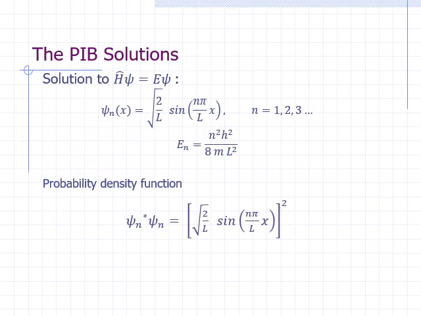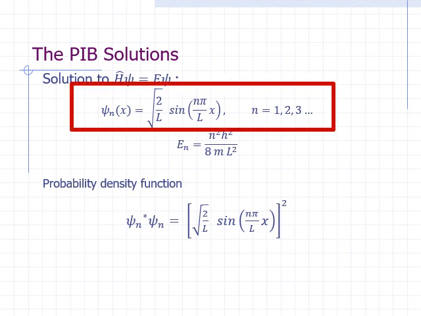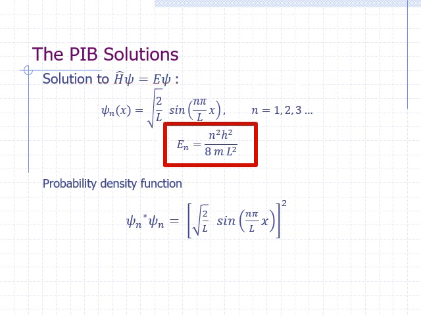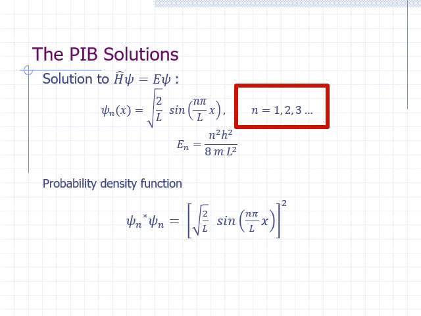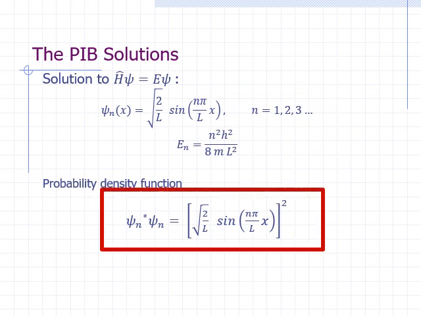When we solved the time-independent Schrödinger equation for the PIB, we found the wave functions to be psi equals square root of 2 over L times sine of n pi x over L. And the allowed energies are n squared h squared over 8mL squared, where we have chosen positive integers for quantum number n to form our complete set of solutions to the Schrödinger equation. The probability density function is the product of psi and its complex conjugate, and since our wave functions are real, it's just the square of the wave function.